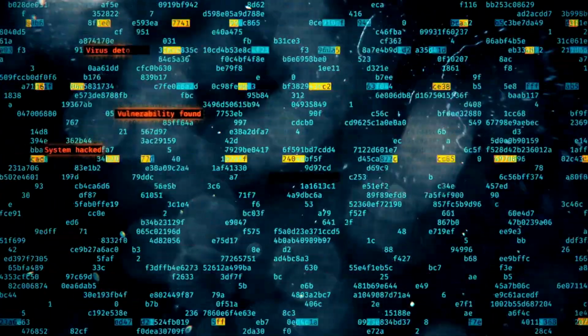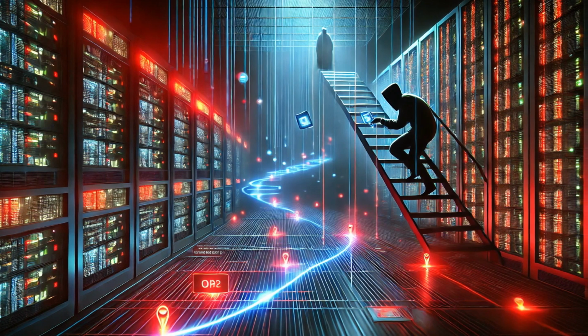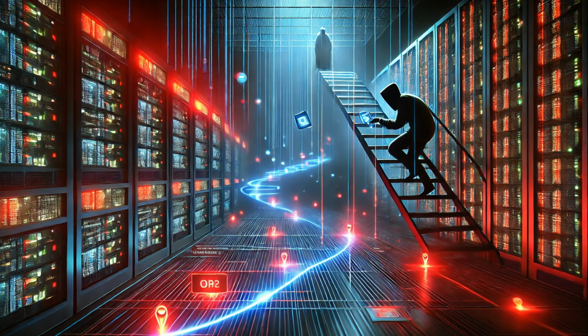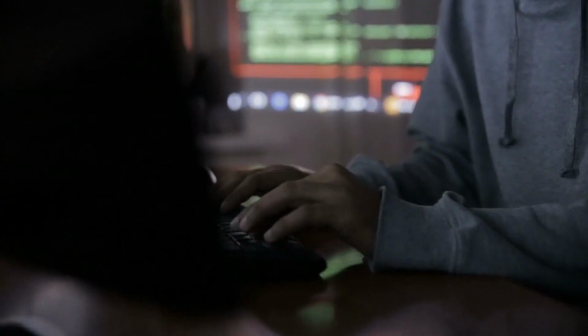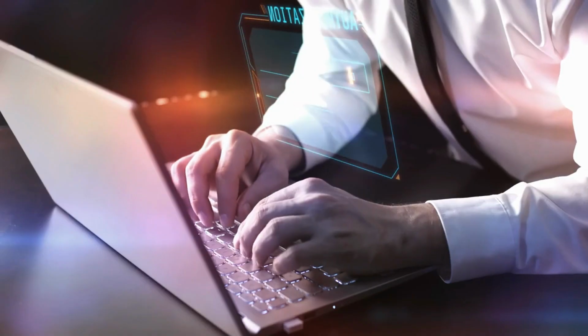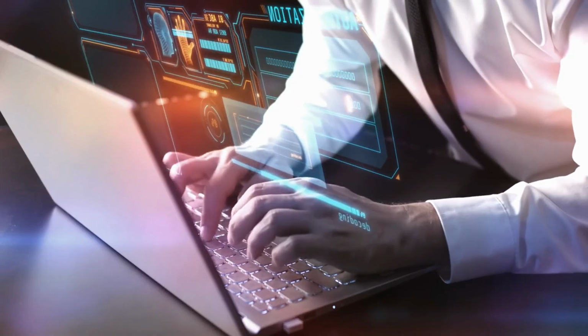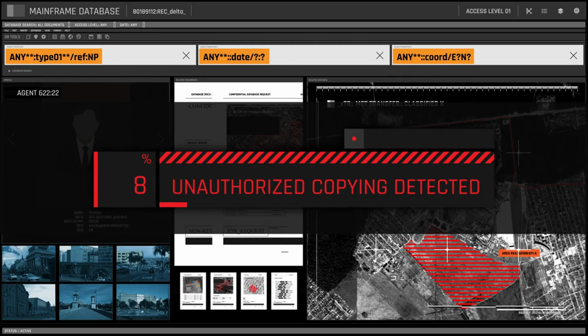Stage number 5, data exfiltration. Theft and extraction. Finally, the attackers reach their goal: data exfiltration. This is where they steal valuable information, like personal data, intellectual property, or financial records, and send it to external servers. They may compress and encrypt the data to avoid detection by security tools, making it harder to trace the breach until it's too late.